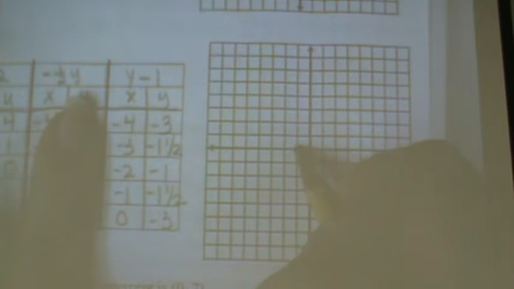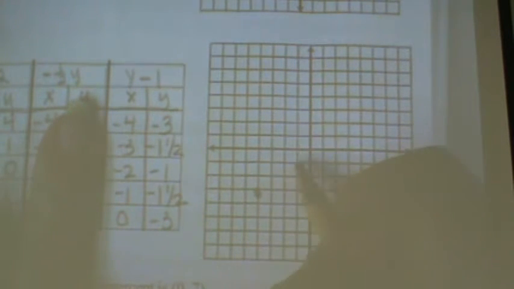What's the last thing we're going to do? We're going to take our y values and bring them down 1. So we're going to subtract 1 from our y's. Tell me what you get. Negative 3, subtract 1. Negative 1/2, negative 1, negative 1/2, and negative 3. Keep your x's the same: negative 4, negative 3, negative 2, negative 1, and 0. Graphing those 5 points, over 4, down 3, over 1, down 1/2, over 2, down 1. And then we have our symmetry here.